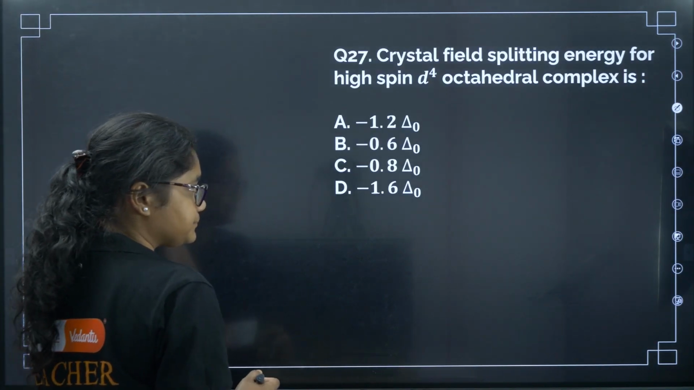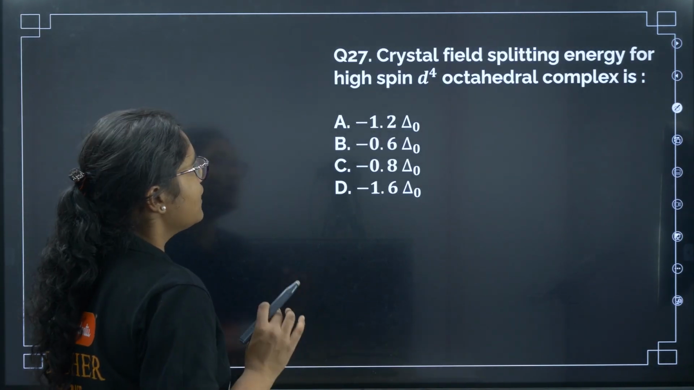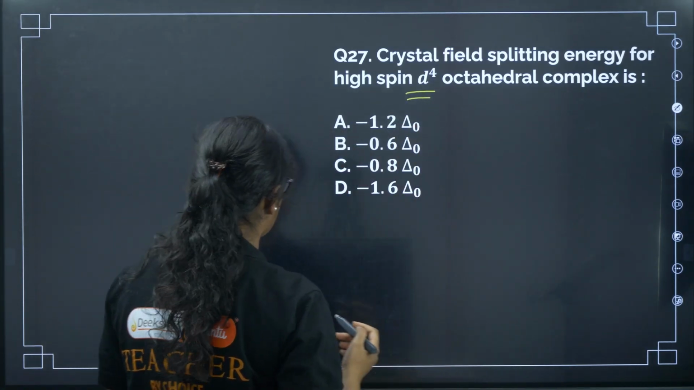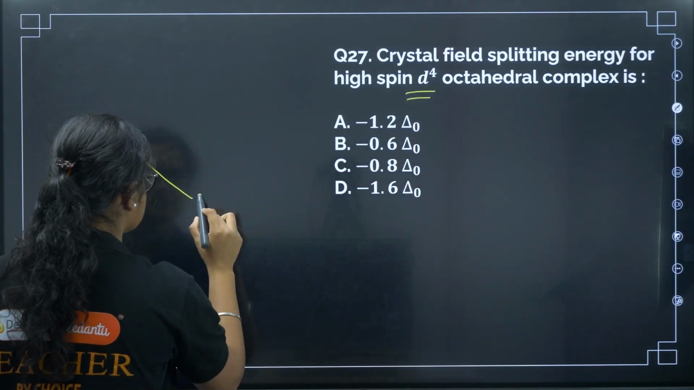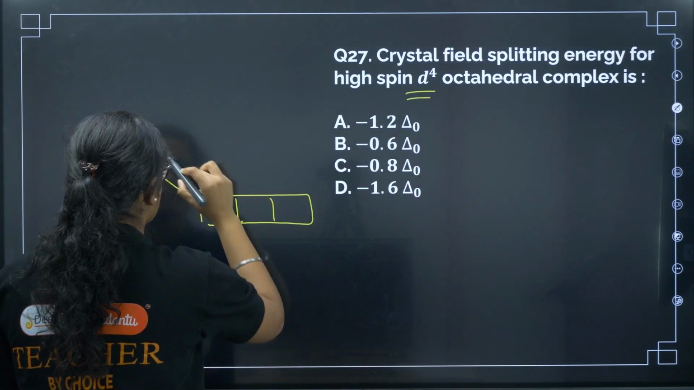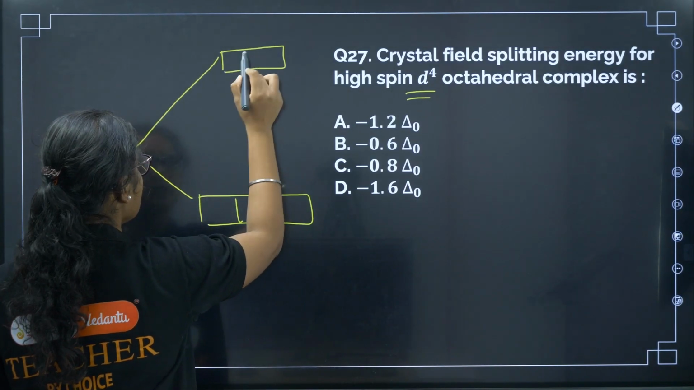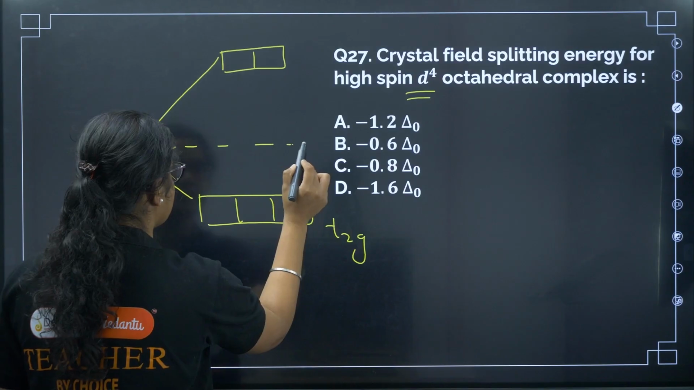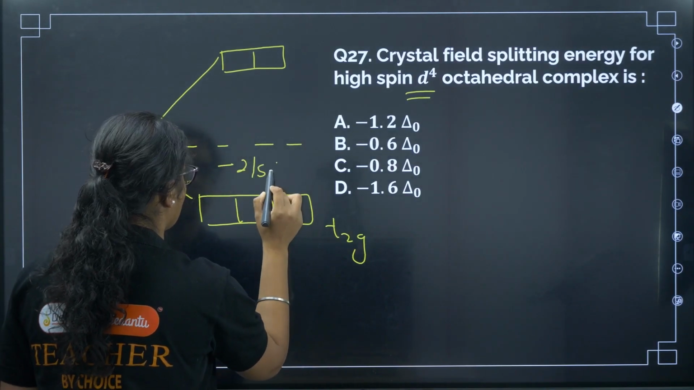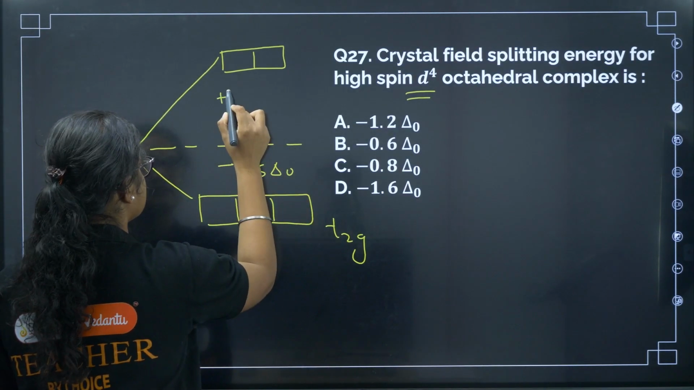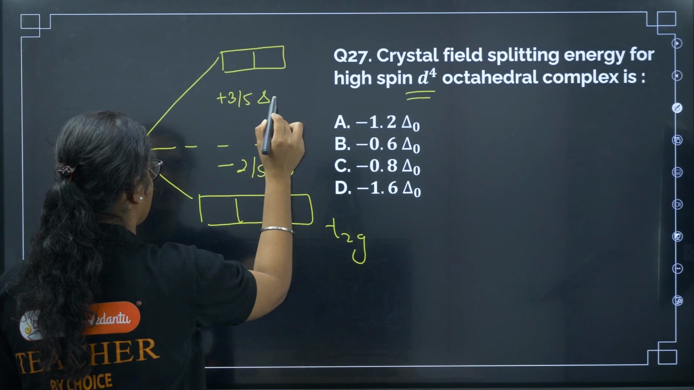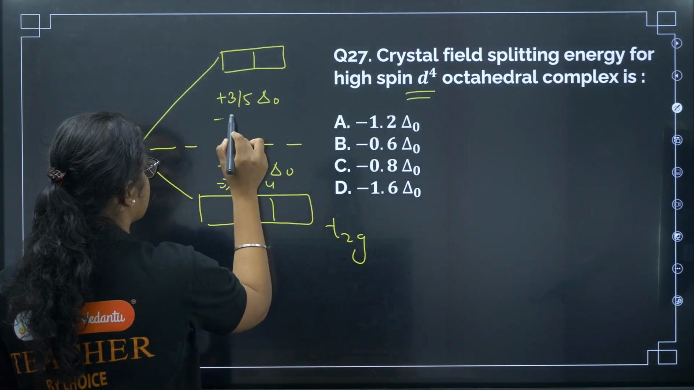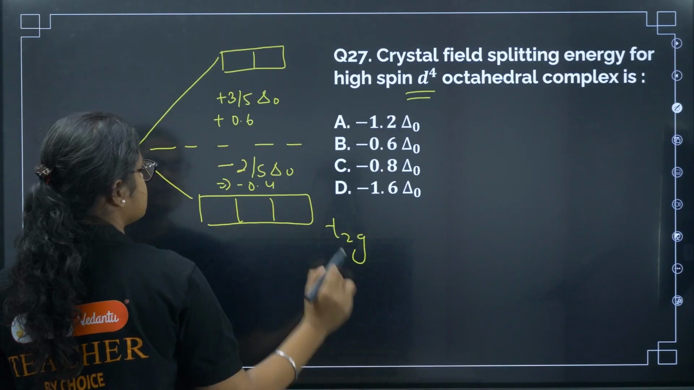Next question. The crystal field splitting energy for the high spin d4 octahedral complex is. So if I draw this, just now we had drawn the diagram. This is t2g, okay, and the energy here is minus 2/5 delta O, and the energy here is plus 3/5 delta O. Or I can write this is minus 0.4 and this is plus 0.6.